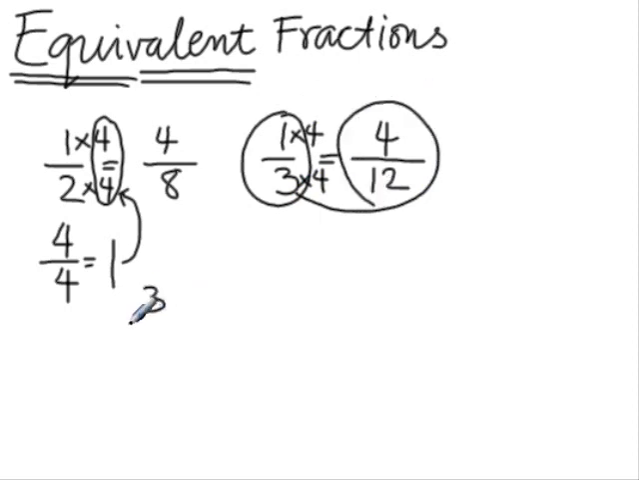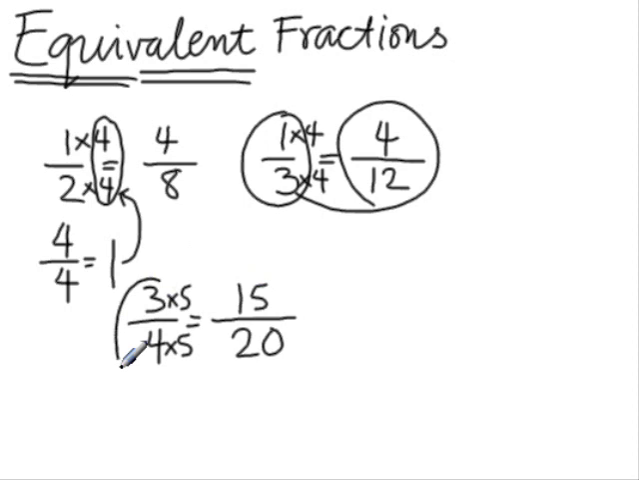How about 3/4? And we want to convert those into 20ths. To convert a 4th into a 20th, we have to multiply it by 5. 4 times 5 equals 20. Since we multiplied the denominator here by 5, we also multiply the numerator by 5. 3 times 5 is 15. And so we have 3/4 is equal to 15/20.